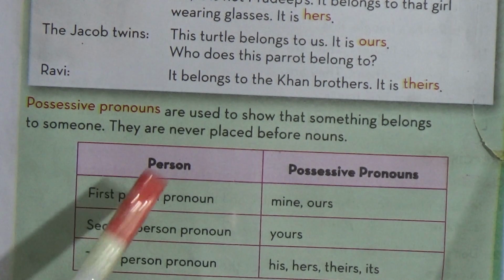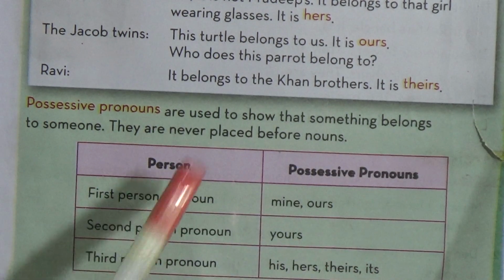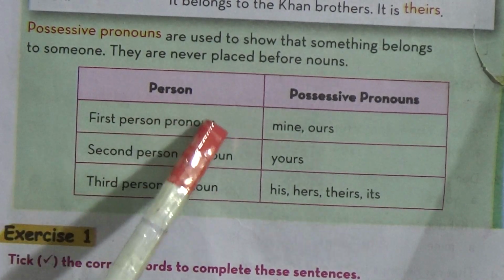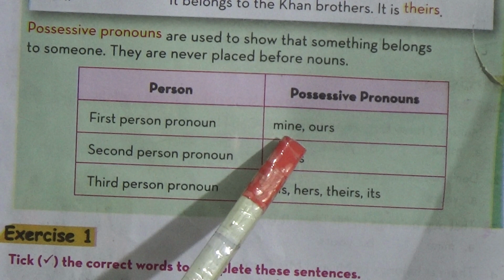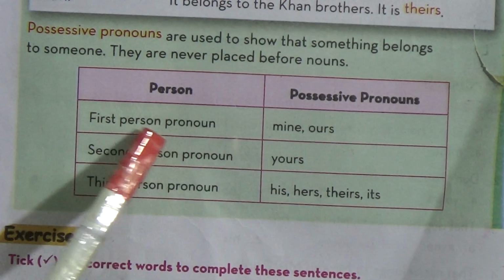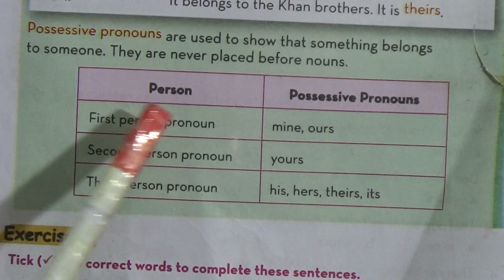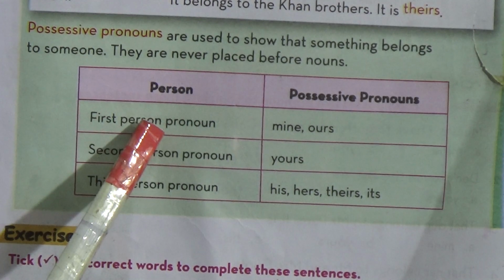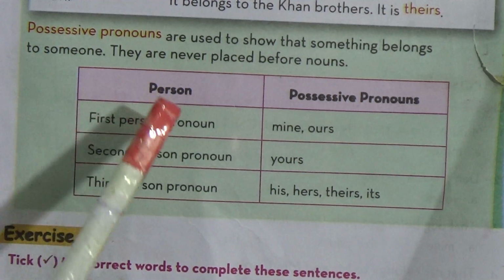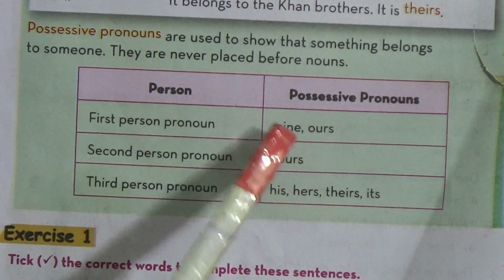Look dear students, here we will find a chart. You will find a chart in your book. Look dear students, here first person pronouns' possessive form is what? Mine, ours. Dear students, we know that first person are who? I, we, all of these examples are first person. And these first person pronouns' possessive form is what?